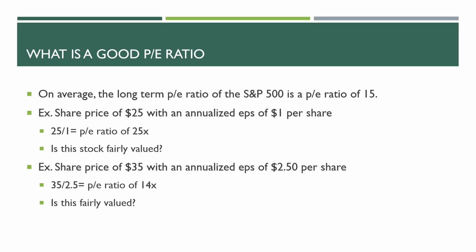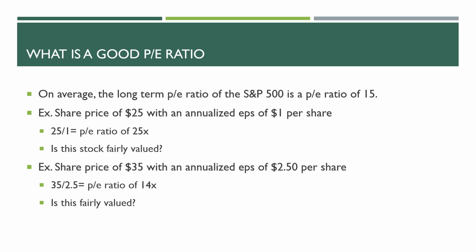There, a couple examples here. I'm going to start with a very simple one. Company A has a share price of $25 right now, and their annualized earnings per share is going to be $1 per share. So we're going to divide that 25 by 1 and find out that this stock is trading at a 25 times multiple, or PE ratio. Is this stock fairly valued? If we're talking about historical fair value, I would say this is an overvalued stock, so that's something to consider.